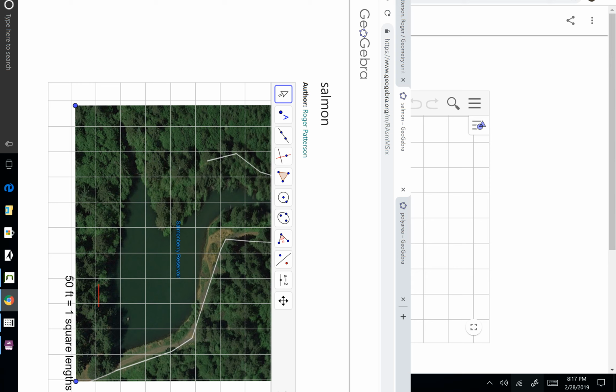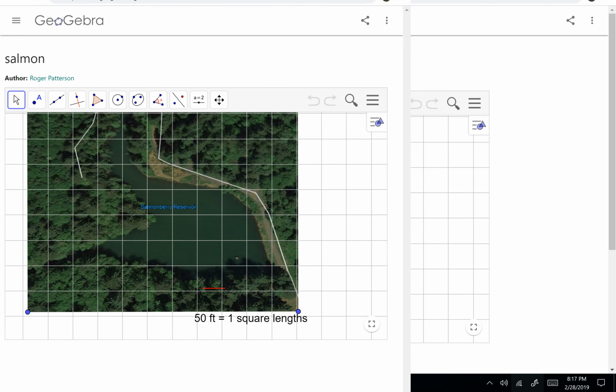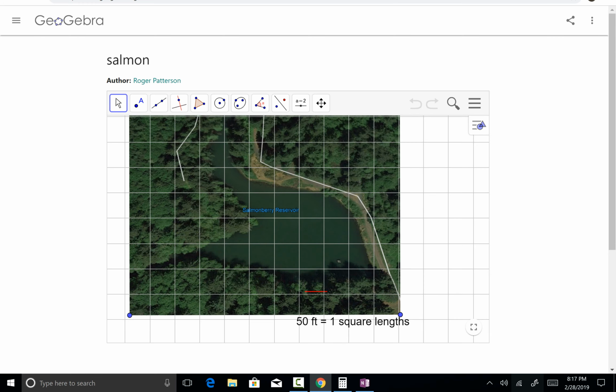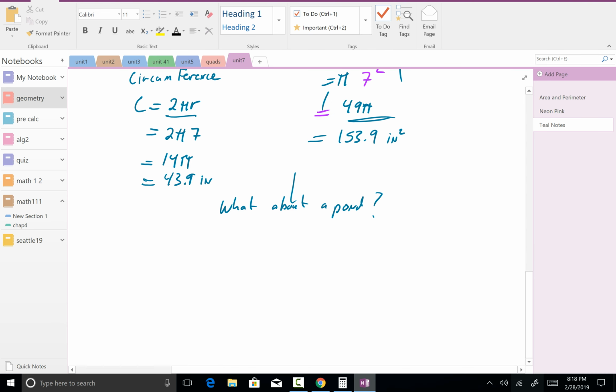So anyway, here's what I want you to do. Find the number of squares that are completely inside the reservoir. We call those whole squares. We want to know how many whole squares are completely inside the reservoir. If they're touching anything that's not part of the reservoir, we're not going to count it. So go ahead. We're going to pause the video and count that now.